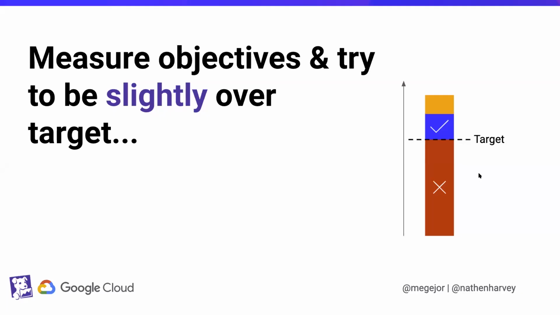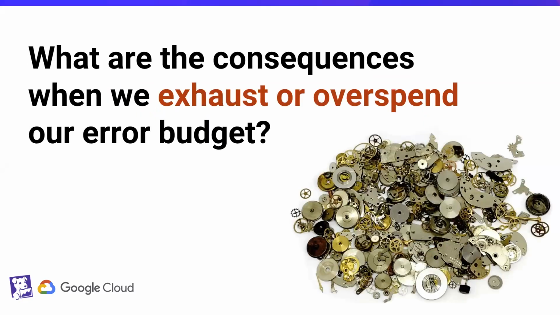So what we want to do in this practice is measure our objectives and try to be slightly over our target. So we set some target, we want to be just a little bit better than that target, and we want to be better than that target most of the time. But just like your real budget, your own personal finance budget, there are consequences when you overspend that budget. So we can use the error budget as a way to guide us. What happens in our organization when we do overspend or exhaust that error budget?